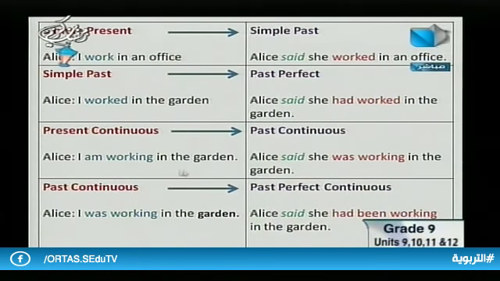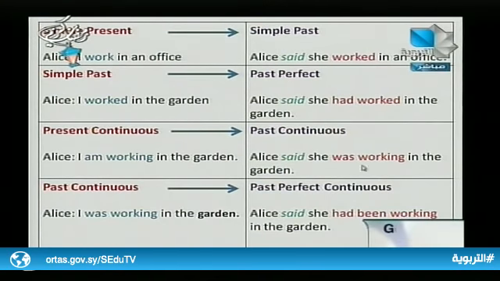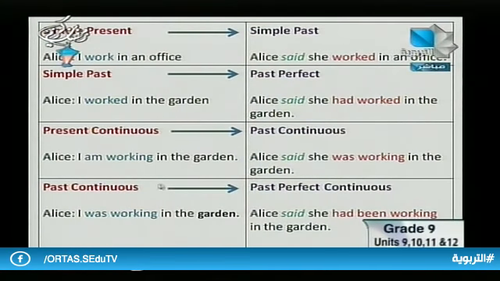Alice, I am working in the garden. Alice said she was working in the garden. The past continuous becomes past perfect continuous. Alice, I was working in the garden. Alice said she had been working in the garden.